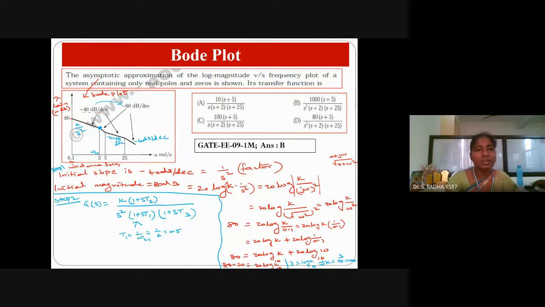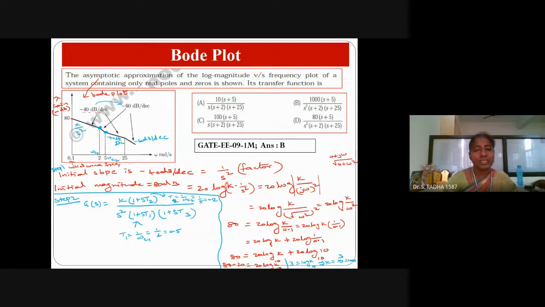Then another corner frequency, from minus 60, it is again changing to minus 40, at corner frequency 5. So this is our second corner frequency. This T2 is nothing but 1 by omega C2, and omega C2 is nothing but 5, which we have identified. So 1 by 5 is nothing but 0.2.